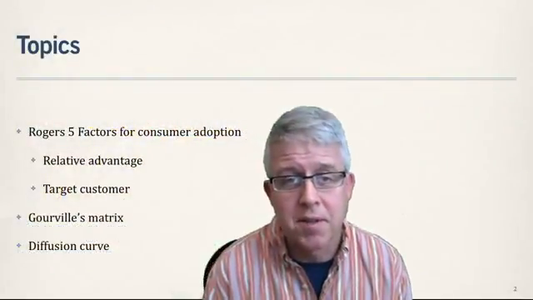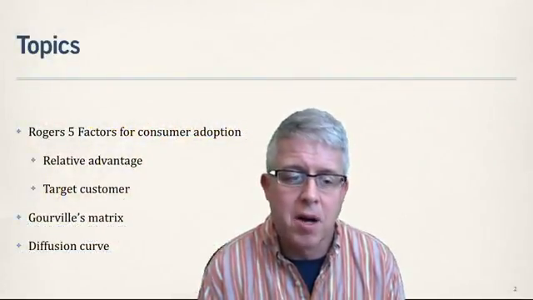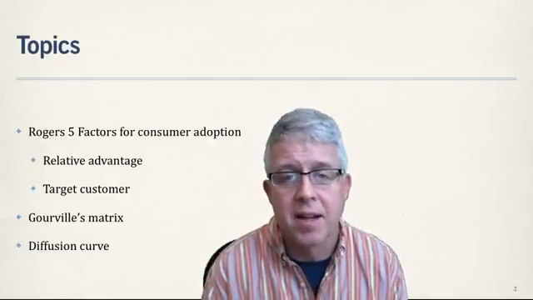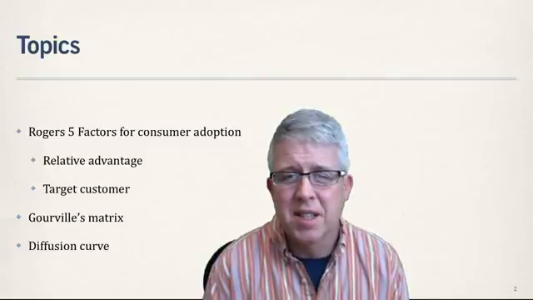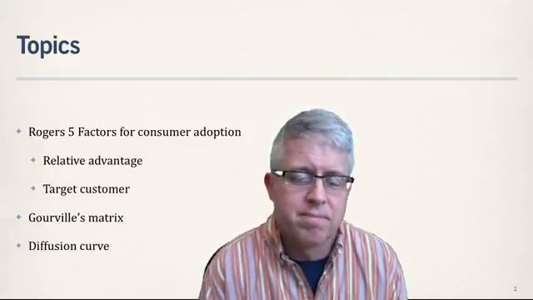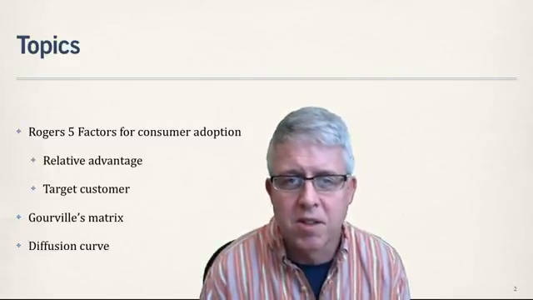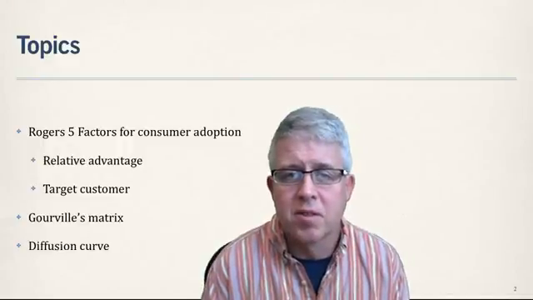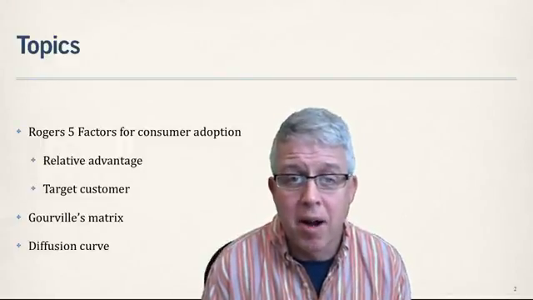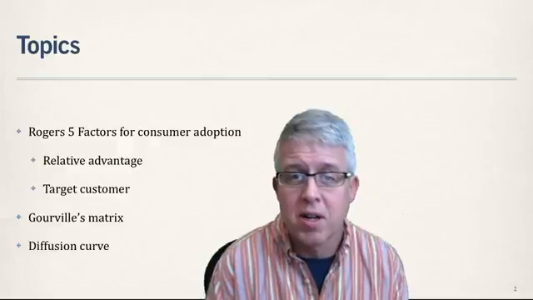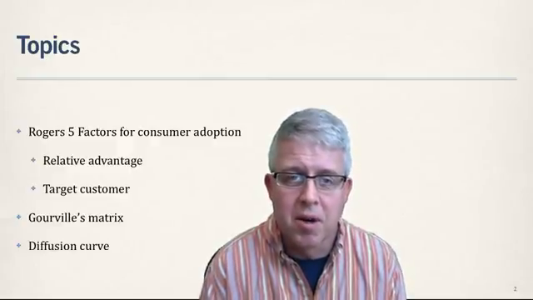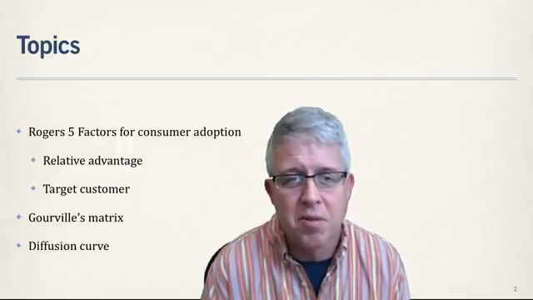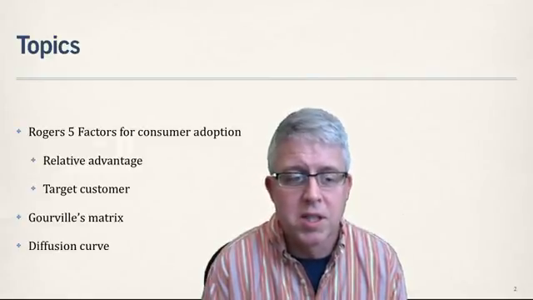So what I'm going to talk about specifically are three different models. Rogers' 5 factors of consumer adoption, and that basically is a set of decision factors for looking at a product, comparing it to products that are already on the market or other possible products that you might bring on the market, and figuring out whether or not you think this product is going to exist or not.